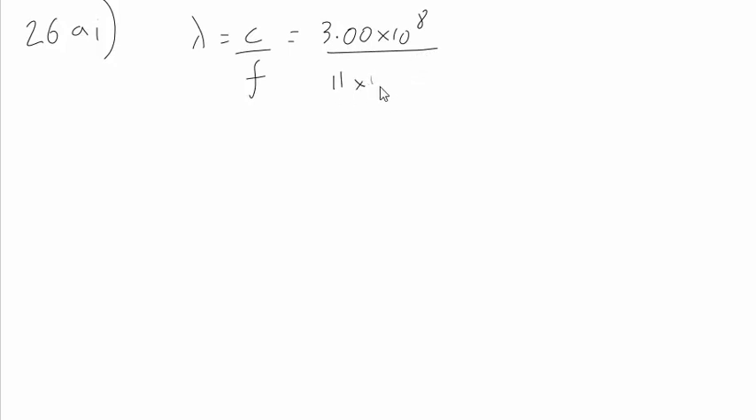In 26A, part 1, we have to calculate the wavelength of the microwaves in figure 26.1. Well, wavelength is wave speed over frequency, and microwaves are electromagnetic radiation, so travel at the speed of light. The frequency we're given as 11 gigahertz, which is 11 times 10 to the 9 hertz, and this gives a wavelength of 0.027 meters.